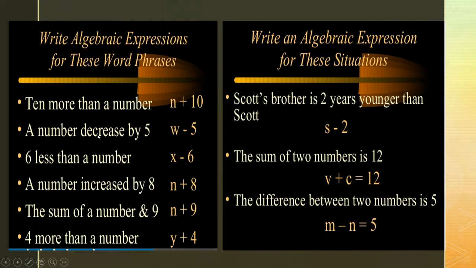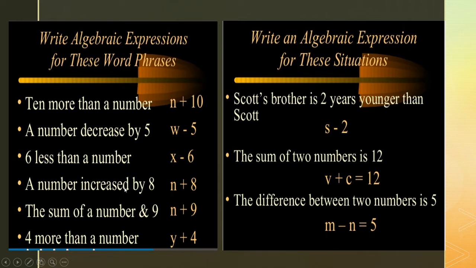Next, a number decreased by 5. Let the number be some w, and this w is decreased. So we use the sign minus, decreased by 5, w minus 5. Next, 6 less than a number. Let the number be some x and less than. So we use the sign minus 6. 6 less than a number.